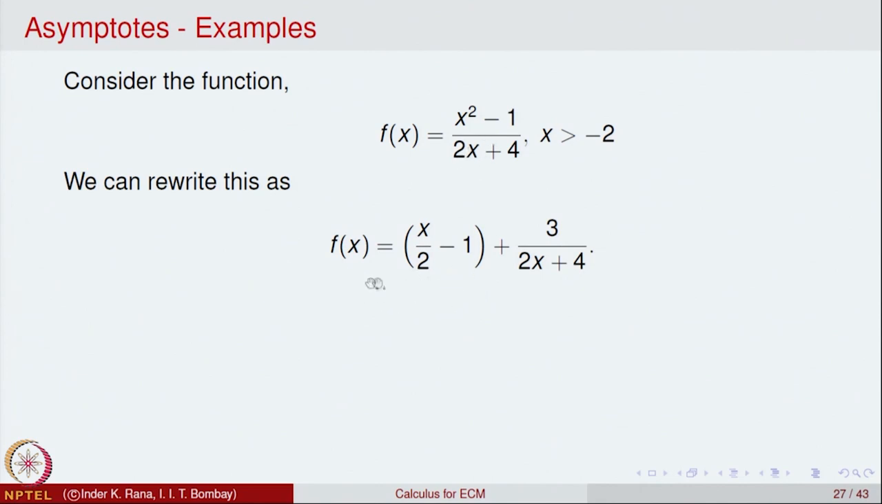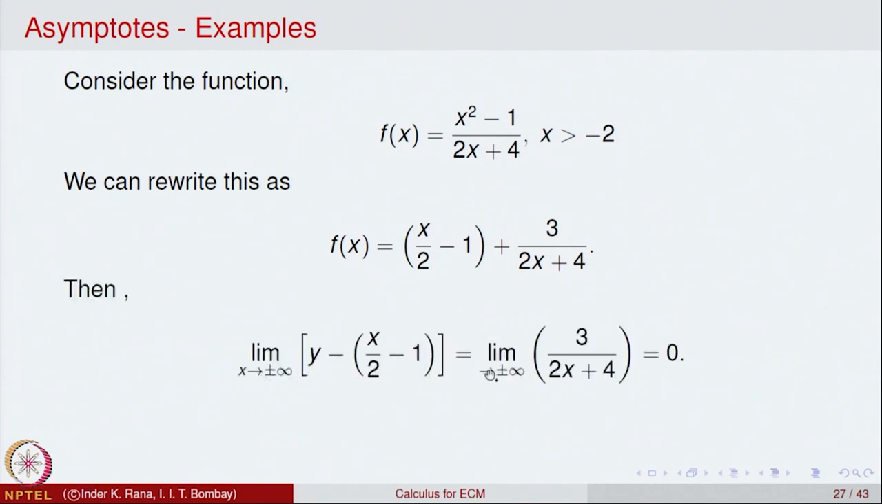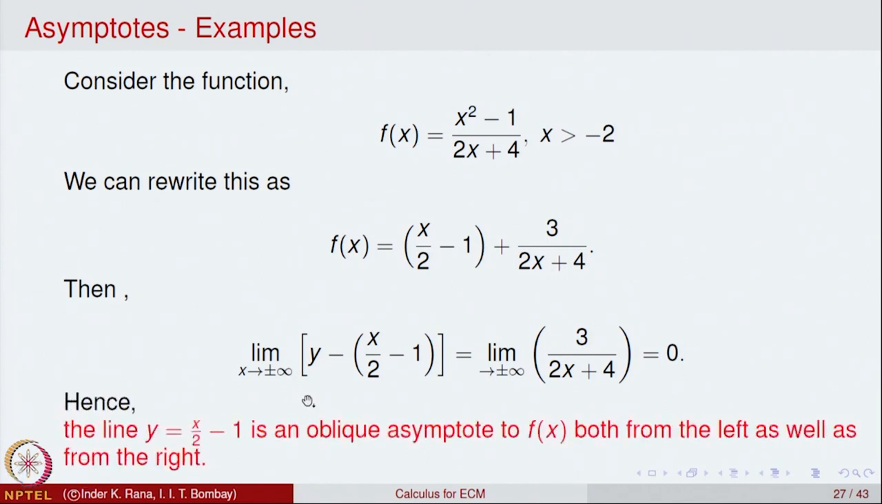Now if you subtract x by 2 minus 1 from f x, the value is 3 divided by 2x plus 4. As you approach plus infinity or minus infinity, this value will go to 0. That means the line y equal to x by 2 minus 1 is an oblique asymptote for the graph of the function. So, the limit of this difference is equal to 0 as x goes to plus infinity or minus infinity. That means the line is an oblique asymptote to f x both from left and right, because either way is okay, whether you go to infinity from the left or from the right.